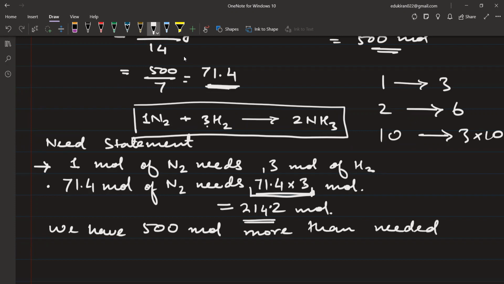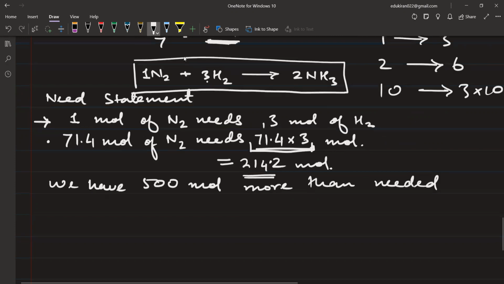Now tell me, what will be the limiting reagent? Hydrogen. H2. नहीं. N2. क्यों N2 होगा बताइए जरा. Explain me. Why N2? एक मिनट.